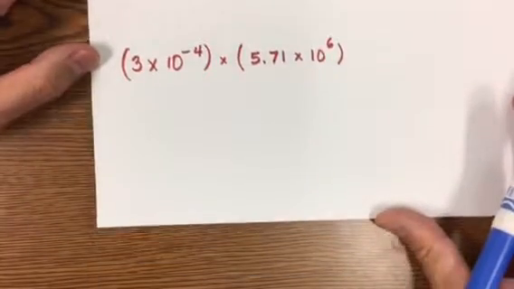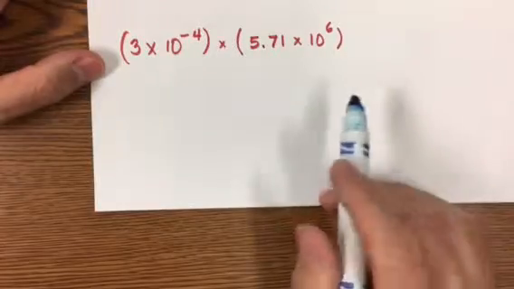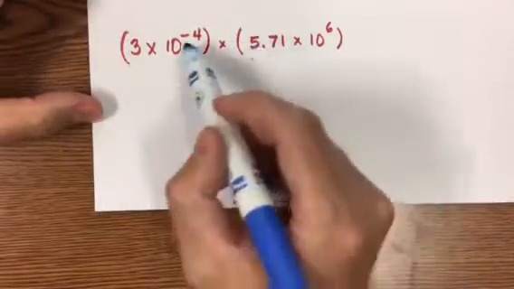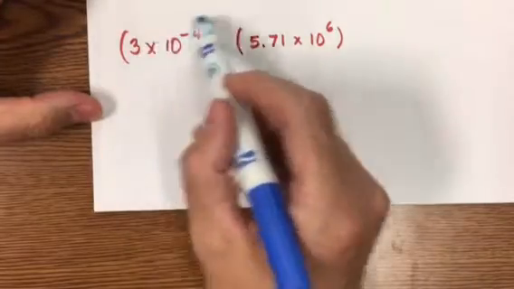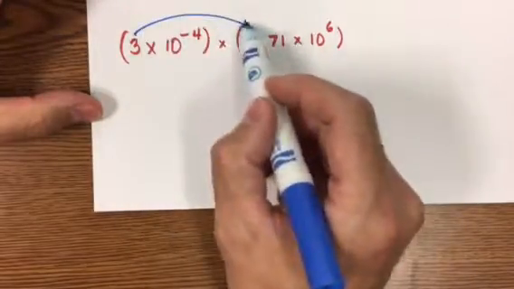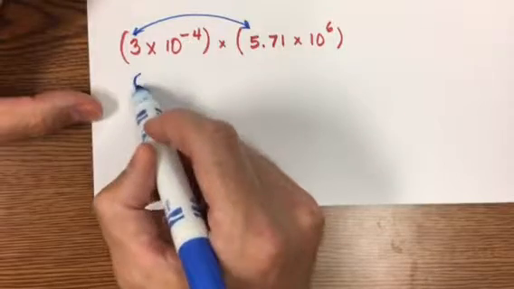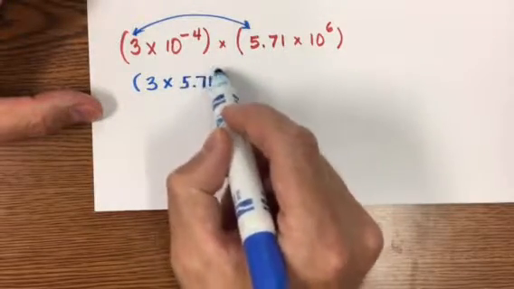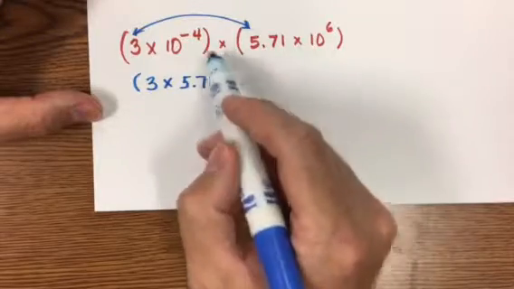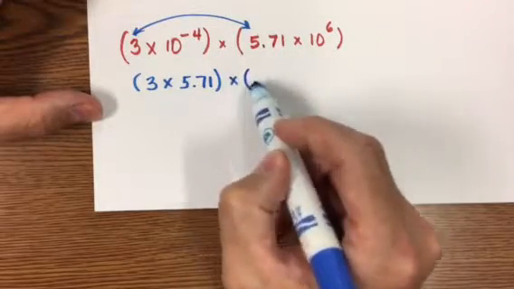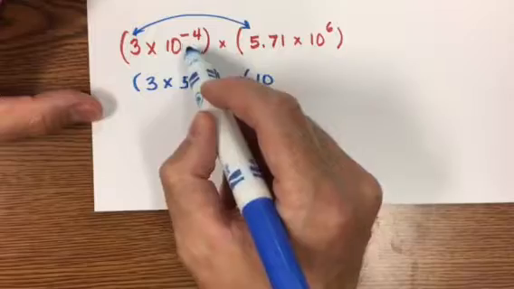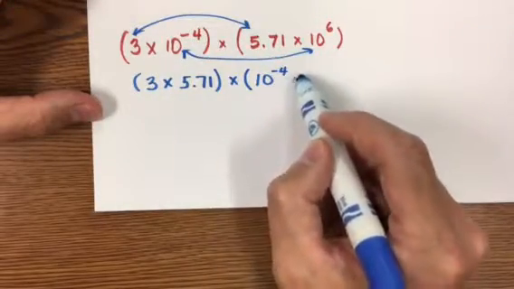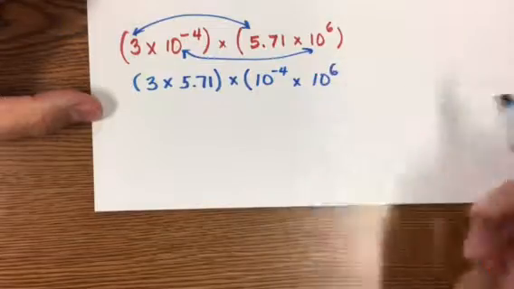Perfectly legitimate to regroup a whole bunch of multiplication together in math. Now, what about this one? It's a little bit harder, and I'll explain why in a sec. So let's do the same thing. Let's regroup by multiplying the 3 and the 5.71 together, and we're going to regroup the 10s together. So 10 to the negative 4th power times 10 to the 6th power.